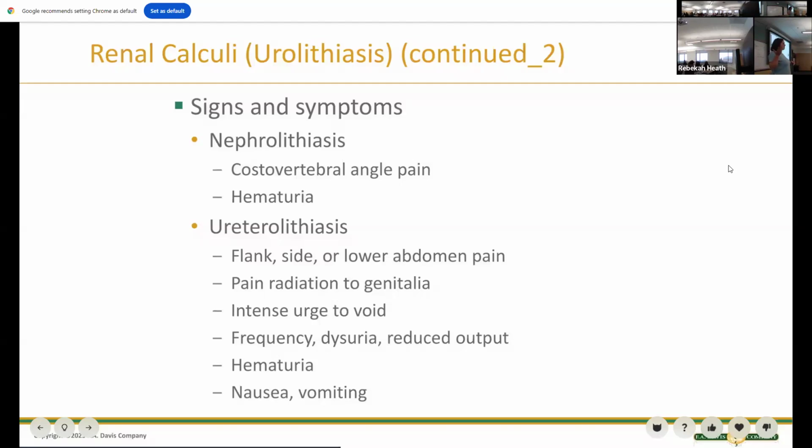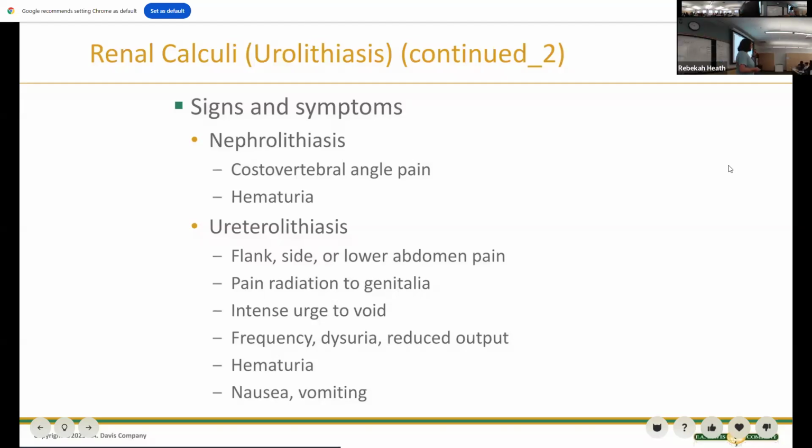Now there might be people that have bilateral stones, so they might have bilateral pain. That stinks, but it happens. But they usually have pain with it when it's in the ureter. That pain tends to radiate down to the genitalia. I think you guys talked about pain last term in MedSurg 1 a bit.